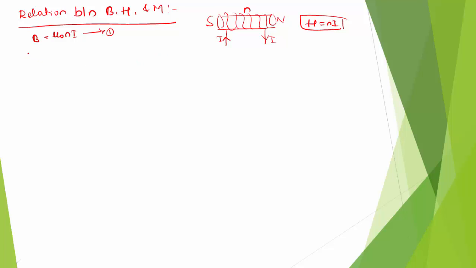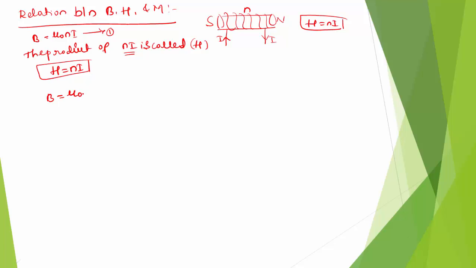Here the product of nI is called magnetic intensity, that is H is equal to n into I. Using this, equation 1 can be written as B is equal to mu naught into H. This is equation number 2.